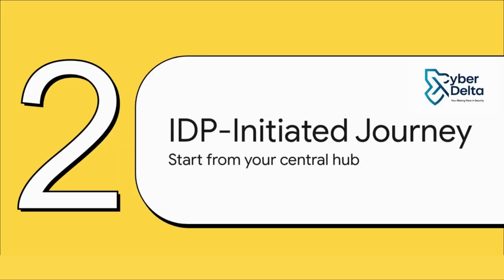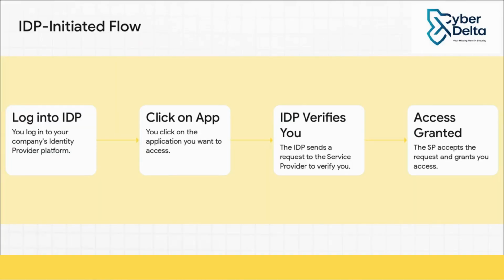All right, so let's actually walk down that first path. We're going to start with the IDP-initiated journey, which, like we just said, always kicks off from that central identity hub. So how does this actually play out? Well, first, you log into your company's main portal, your identity provider. From that dashboard, you see all your apps, and you just click on the one you need. Then, behind the scenes, the IDP sends this secure message over to that application, basically vouching for you. The app gets that message, accepts it, and boom, you're in.